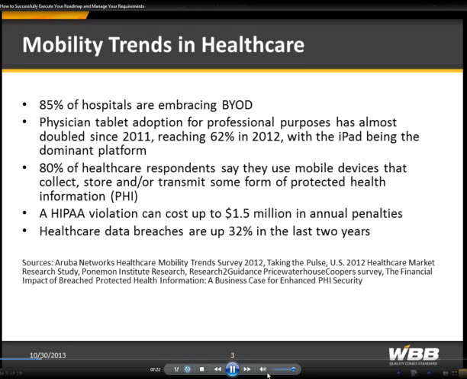At the same time, governance, compliance, regulations, and HIPAA, the Health Insurance Portability and Accountability Act, is huge. A HIPAA violation can cost up to $1.5 million average in annual penalties. As data starts to flow through mobile devices and mobile health becomes embraced more and more, healthcare data breaches are also creeping up. They're up about 32% in the last 2 years.